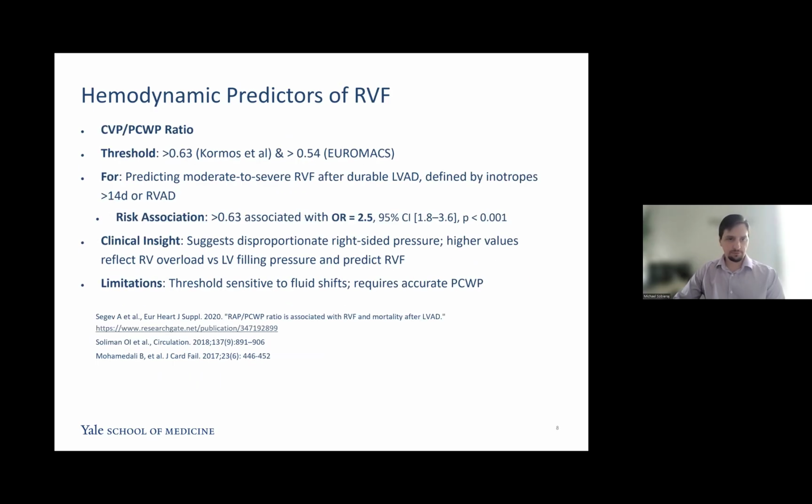Next, you have just your straight CVP to pulmonary capillary wedge ratio. So as the CVP increases greater than your pulmonary capillary wedge pressure, it makes sense that the RV would then be in trouble. There are actually two different studies that have shown two different thresholds, one being 0.63 and one being 0.54. 0.63 was shown to have an increased odds ratio of 2.5 for predicting RV failure. The 0.54 a little less so.